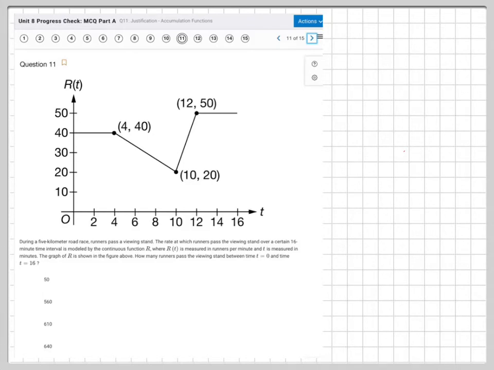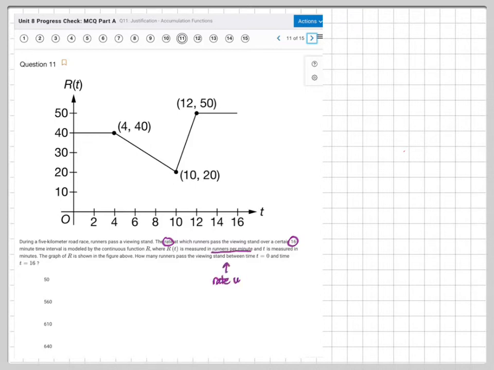Look at that graph. During a 5-kilometer road race, runners pass a viewing stand. The rate, that's a calculus word. The rate at which the runners pass the viewing stand over a certain 16-minute time interval is modeled by a continuous function r. Okay, I guess that's a rate function, where r is measured in runners per minute.